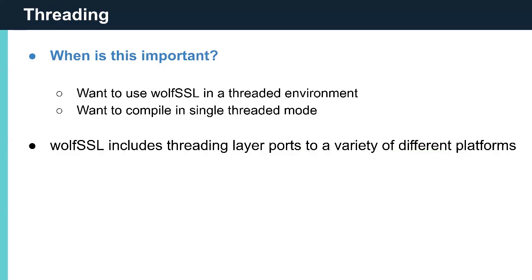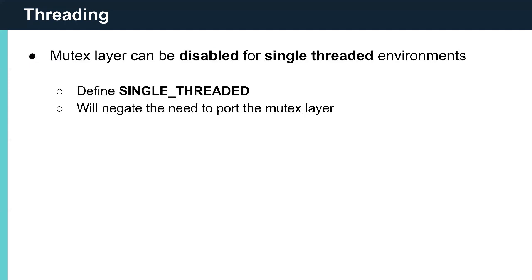So what about threading? When is this important? This is important when you want to use wolfSSL in a threaded environment or a single threaded environment. If you don't have threading available and you want to disable wolfSSL's use of threading and mutexes, we do have some existing ports of threading layers available on different platforms already. But if you want to just completely disable our threading support, you can define SINGLE_THREADED when building the library.